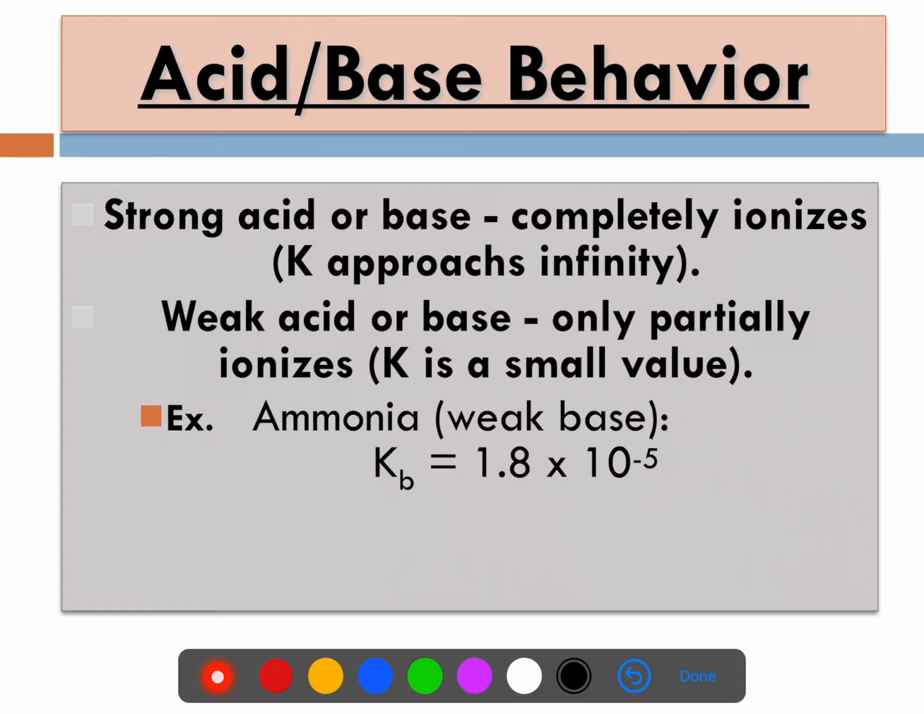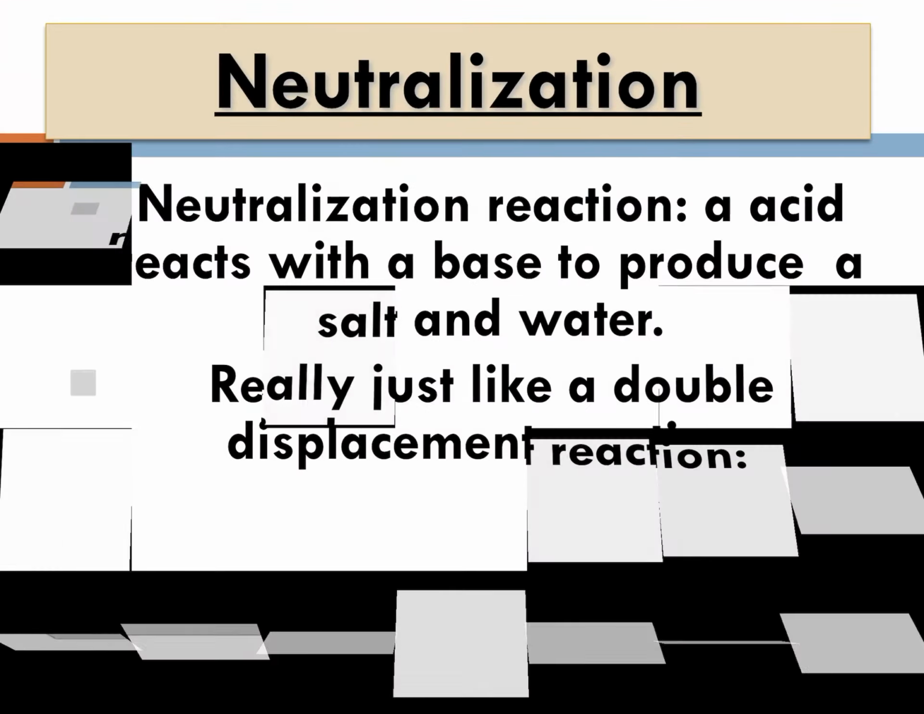And the example I used last time was vinegar, which has a Ka that's the same as ammonia's Kb. Ka is the equilibrium constant for an acid, Kb is for a base, and in both of these, only 1 out of about 180,000 particles actually produces the H+ or OH− ions.